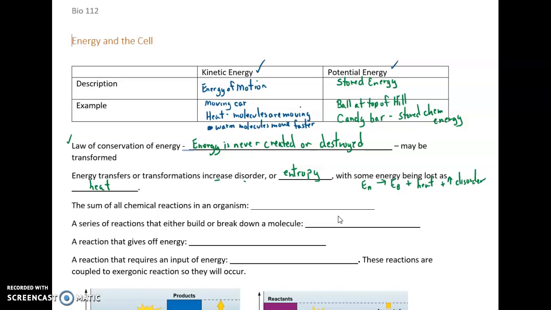The sum of all the chemical reactions in an organism is what we call metabolism. And so we've got two sets of reactions. We've got reactions that build or break down molecules, and we call these the metabolic pathways. Some reactions are exergonic. Remember that this means exit and energy. So energy is leaving the reaction.